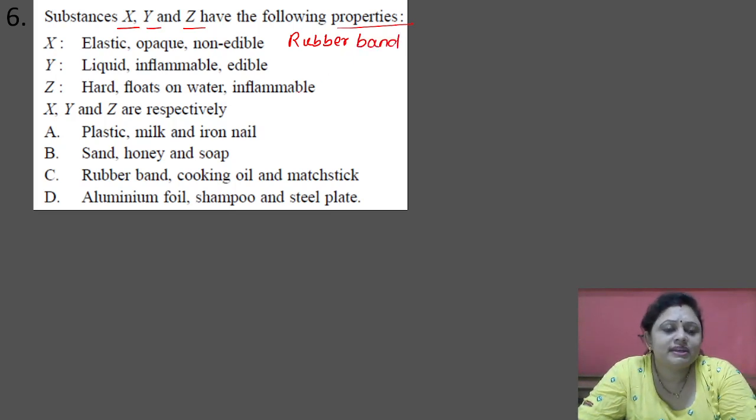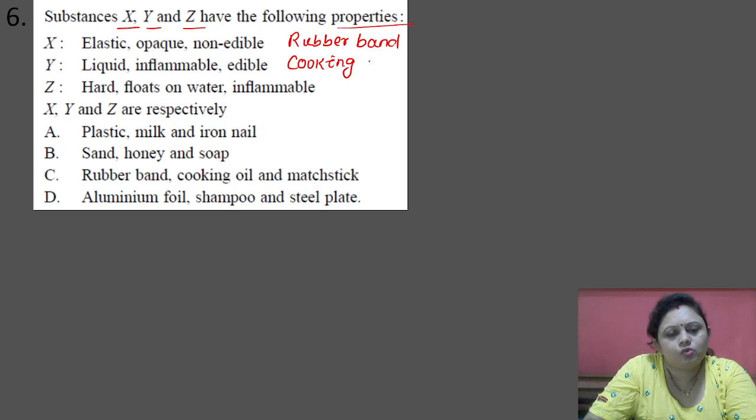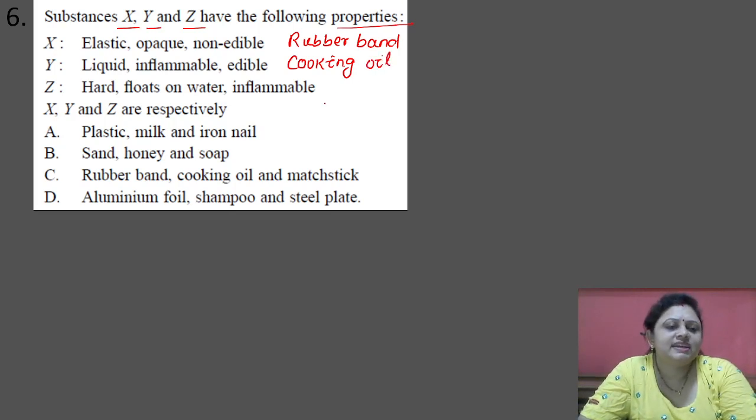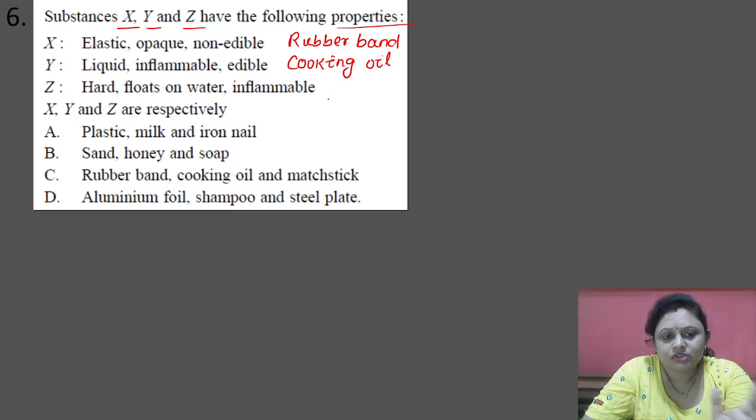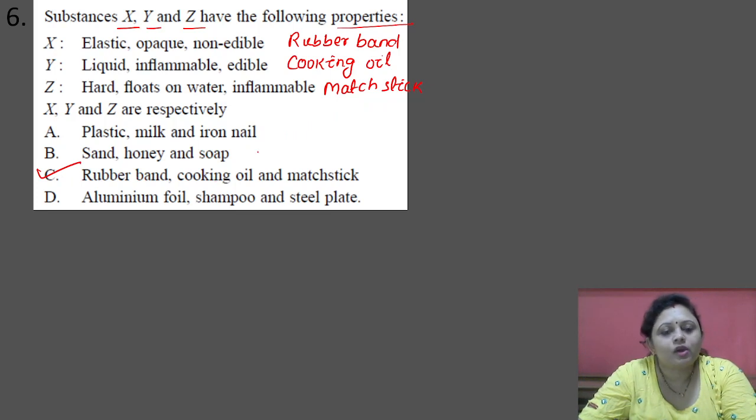Okay, the next one is a liquid, inflammable, that means it catches fire, and then edible, we can eat it. So it could be the cooking oil. Then Z: hard, floats on water, inflammable. Hard and it floats on water, inflammable. It can also catch fire. So it could be the matchstick. So which is the correct option? That is option C, right? That is rubber band, cooking oil and matchstick.